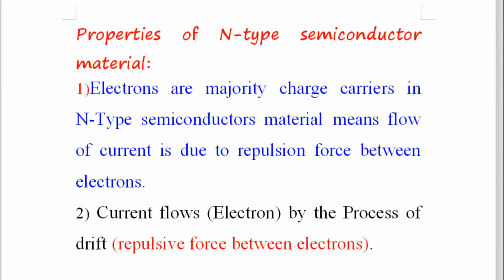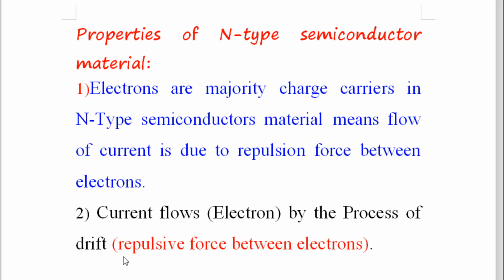Now again let us revise the properties of n-type semiconductor material. In n-type semiconductor material, electrons are majority charge carriers, meaning flow of current is due to repulsive force between the electrons. Current means what? I is equal to dq by dt, where q is the charge on the electron. So current flows means flow of electrons by the process of drift.